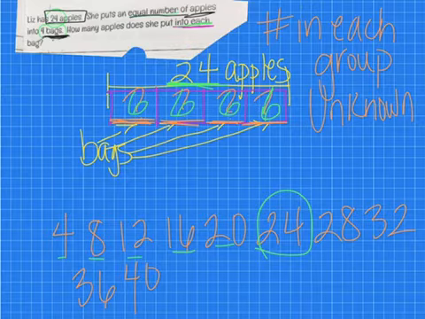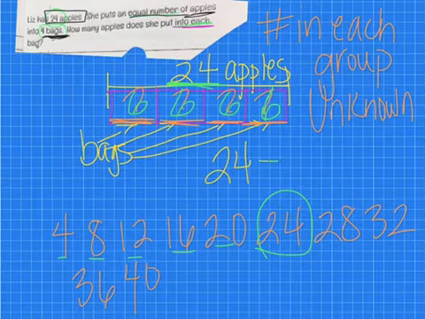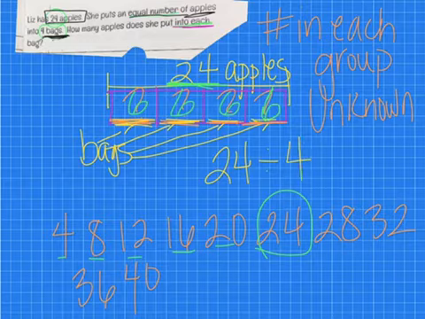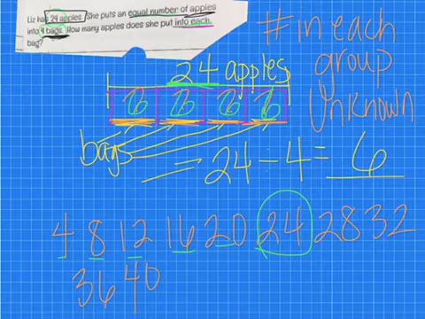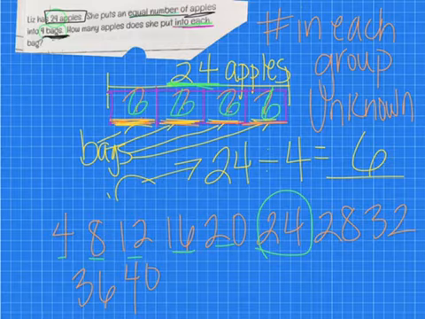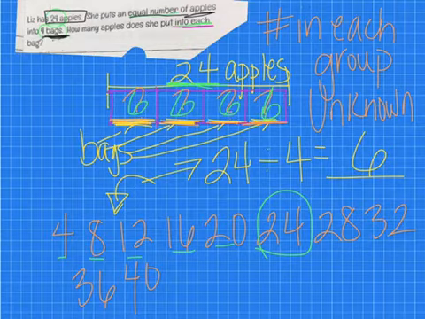I can also solve this problem by seeing it as 24 divided by the number of groups, the number of bags. 24 divided by 4 equals 6. So 24 divided by 4 equals 6. My number in each group was 6. Two ways to solve. You could either divide your total by the number of groups, or I could have skip counted by the number of groups until I got to the total.